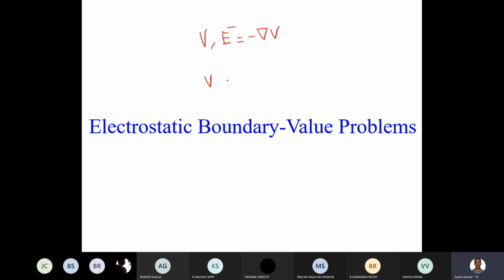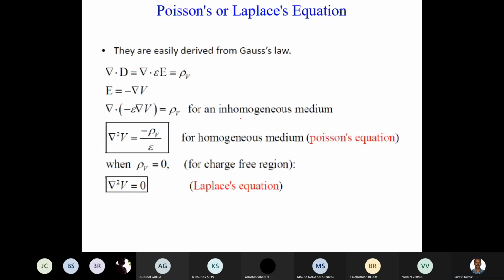To calculate potential using this boundary value problem, we can use Poisson's equation or Laplace equation. You can use the Laplace equation if no charge exists, and if some charges exist, then you can use the Poisson equation. You need to solve this second order differential equation. You need to integrate twice, and you will get the integration constants. You need to calculate the constants by applying the boundary conditions.